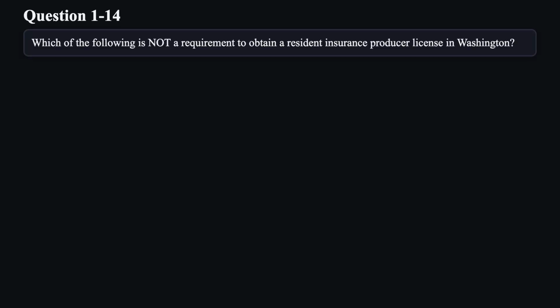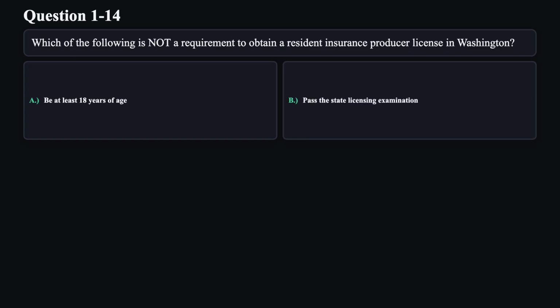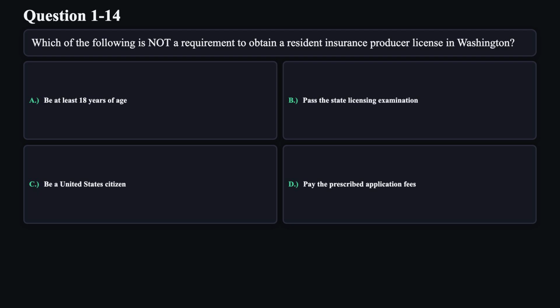Question 14. Which of the following is not a requirement to obtain a resident insurance producer license in Washington? A. Be at least 18 years of age. B. Pass the state licensing examination. C. Be a United States citizen. D. Pay the prescribed application fees.